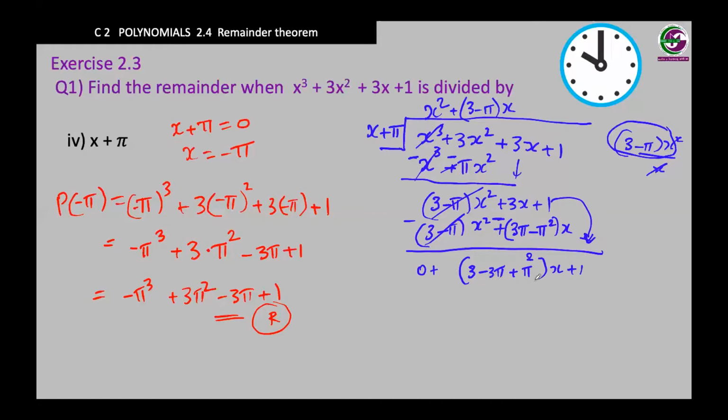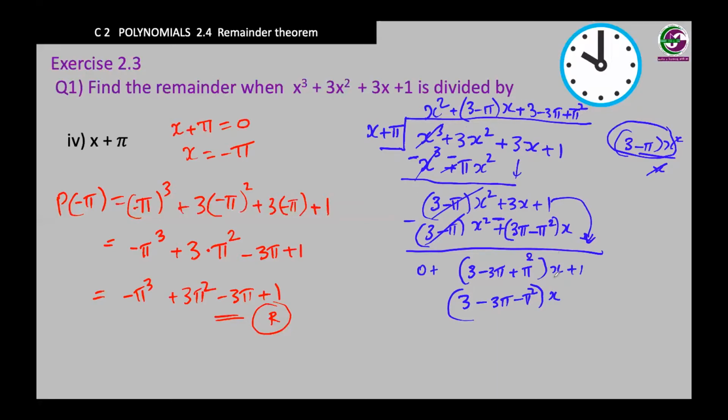Now again we divide this one. 3 minus 3 pi plus pi square x divided by x. This x and this x get cancelled. So the quotient will be plus 3 minus 3 pi plus pi square in the quotient. When you multiply these two, you will get the answer 3 minus 3 pi minus pi square all multiplied by x. Then pi multiply all the three terms.